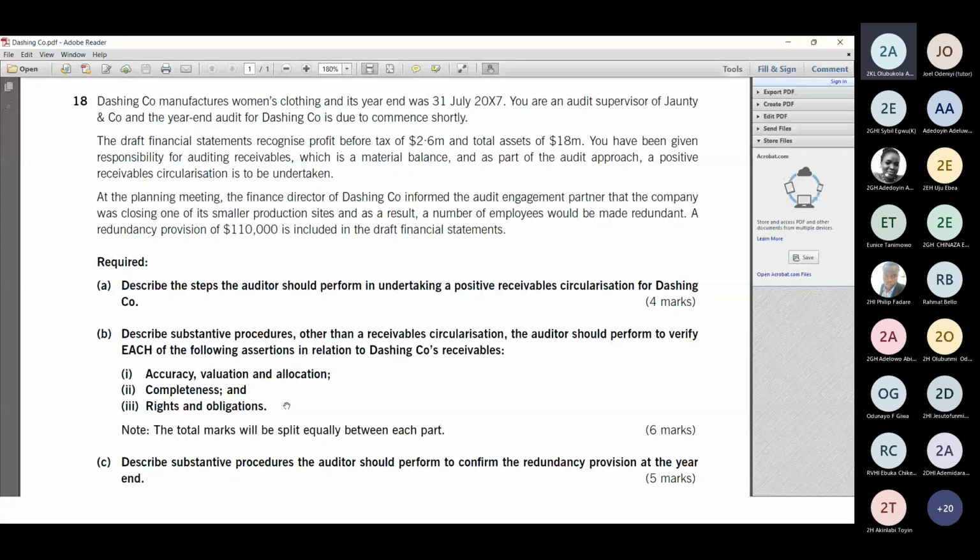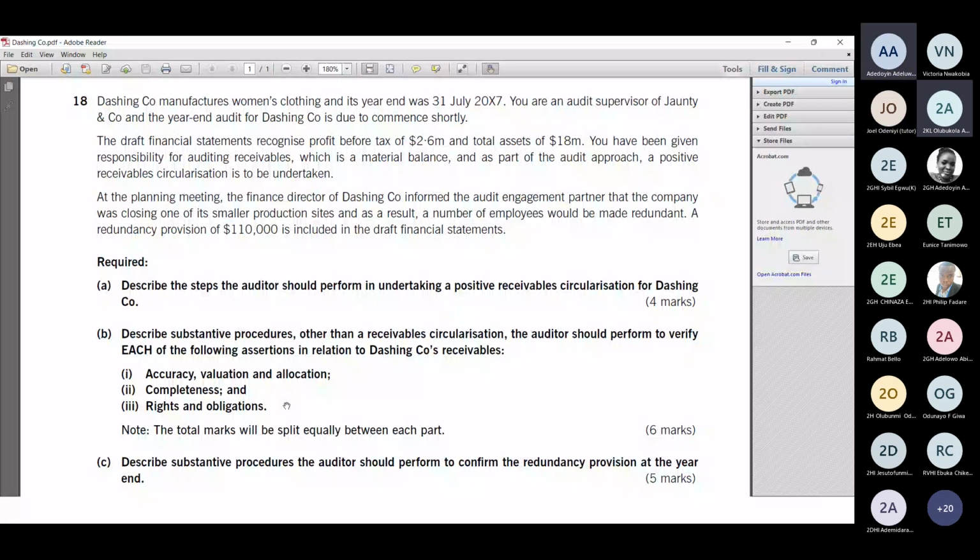Say that again. Please, Victoria, are you saying something? If you're not saying anything, please mute. Sorry, I didn't know I was unmuted. Okay, no problem. Who is going to go for it now? I thought it was with Olamide. Okay, Olamide, yes, I'll go for accuracy, valuation, and allocation. Okay, go ahead.